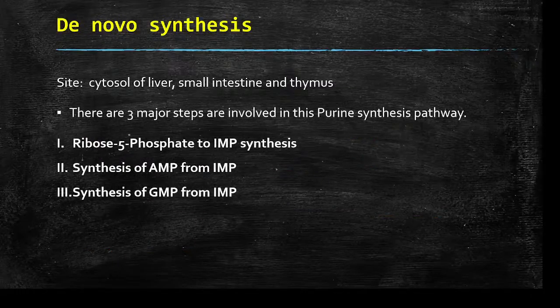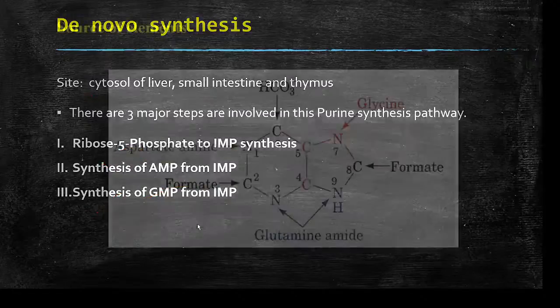So the de novo synthesis occurs in the cytoplasm of the liver, small intestine, and thymus. The major site is the cytoplasm of the liver. There are three major steps involved in the purine synthesis pathway. That is ribose 5-phosphate to inosine monophosphate synthesis, and then the next major steps are synthesis of AMP from IMP and synthesis of GMP from IMP.